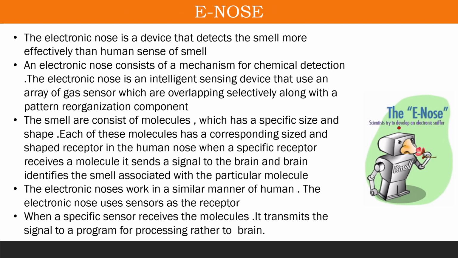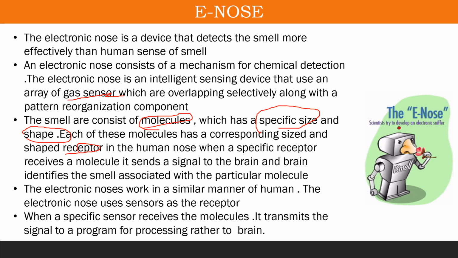Now, what is e-nose? The electronic nose is a device that detects smell more effectively than the human sense of smell. The electronic nose consists of a mechanism for chemical detection. It is an intelligent sensing device that uses an array of gas sensors with overlapping selectivity along with a pattern recognition component. Smells consist of molecules which have a specific size and shape. Each of these molecules has a corresponding size and shape receptor.